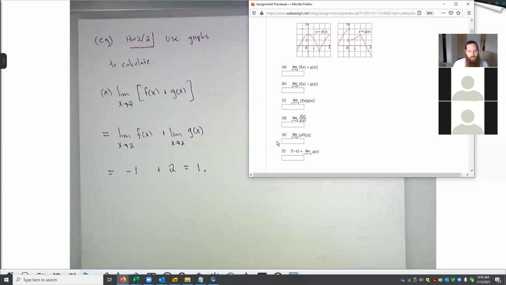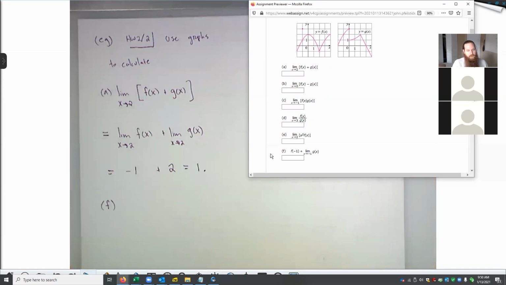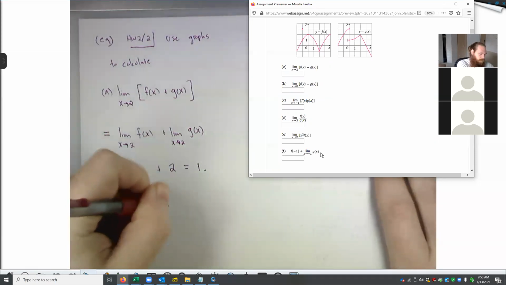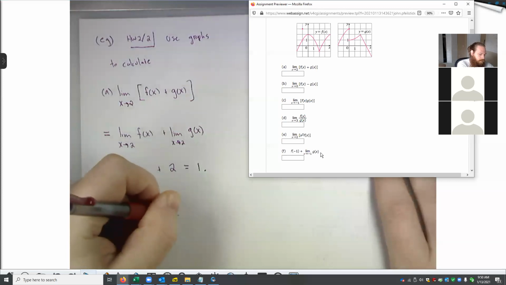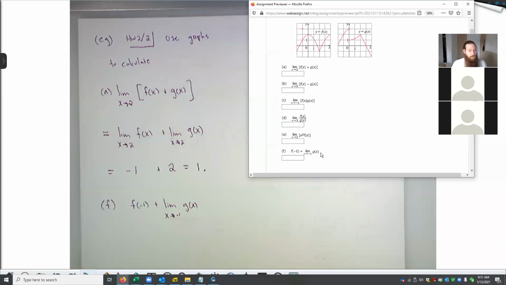In part F, I'm going to jump down to part F now because I really do want you guys to work this problem on your own. The notation is a little bit odd, right? Rather than having a limit of some big mess, I have these two very separate things. I have f of -1 plus the limit as x approaches -1 of g of x.